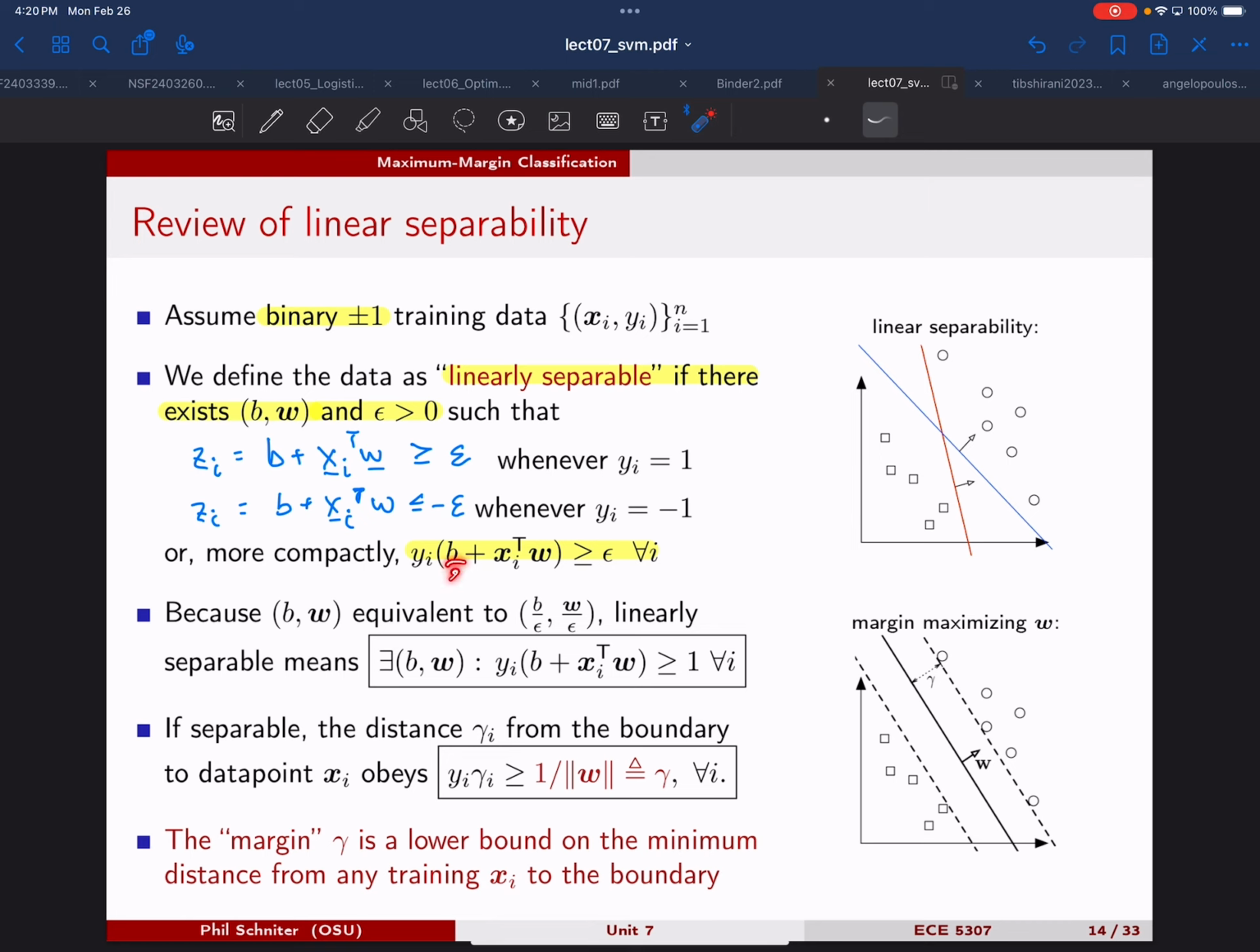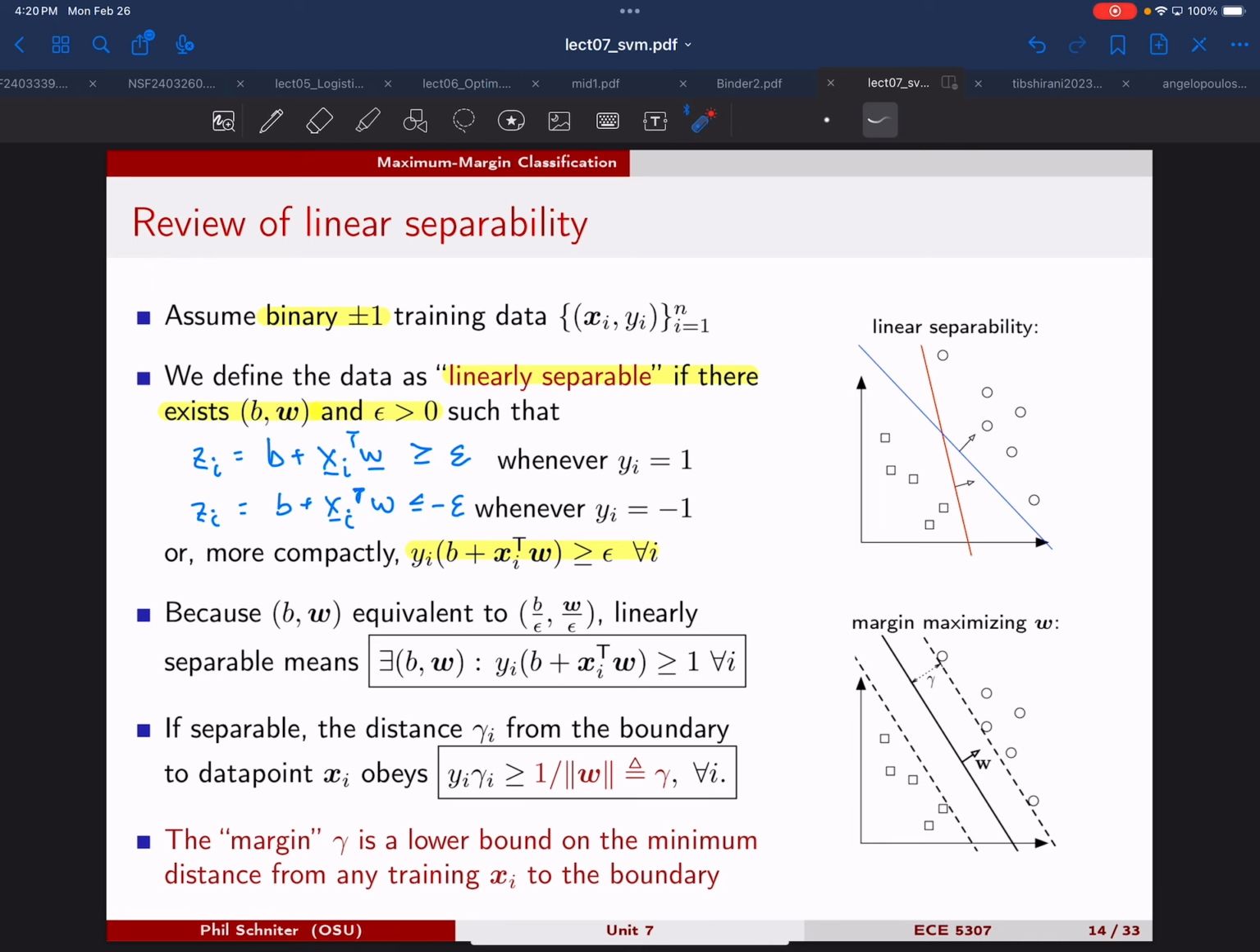So in two steps, what we do is we divide both sides of this by epsilon. Then we realize that the new classifier is equivalent to the old one, so we just go back to the old one instead of using this new one. And then we get this further simplified statement of linear separability. And this is the one we want to use from now on. So this backwards E is there exists. So there exists some combination of b and w such that for all samples i, this sign-corrected score is greater or equal to 1.